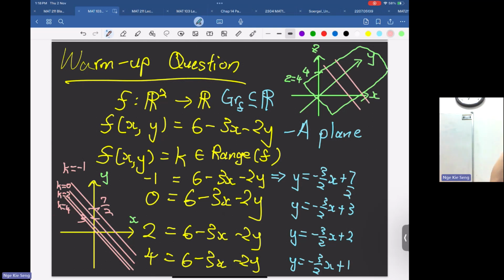So you have one line on this layer, and another line at the bottom layer to the right. If you go down again to k equals 0, you go to the left again, and then k equals negative 1, you go to the left again. You can imagine that all these lines joined together become a plane. You cut it at every layer and you get a line. So this is how you should imagine the level curve.